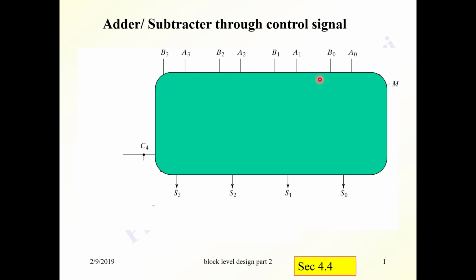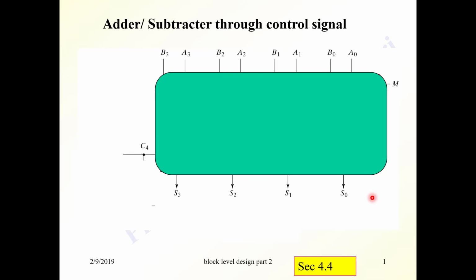Remember this circuit. This is a parallel adder. This is the A input, A0, A1, A2, A3, and the B input, B0, B1, B2, B3. This is a 4-bit parallel adder. This is the output of the parallel adder, and this is the final carry that goes out of the parallel adder. This is the carry in, the Cn that goes in here.